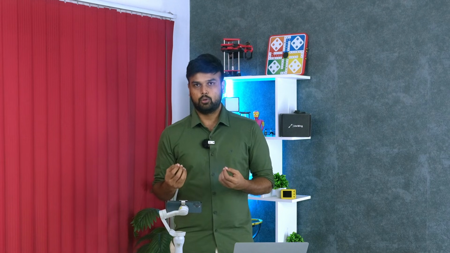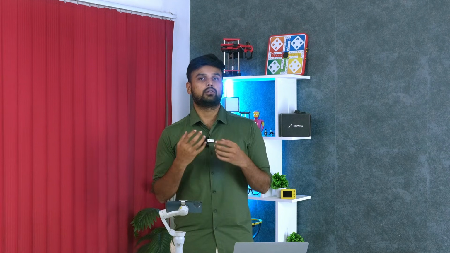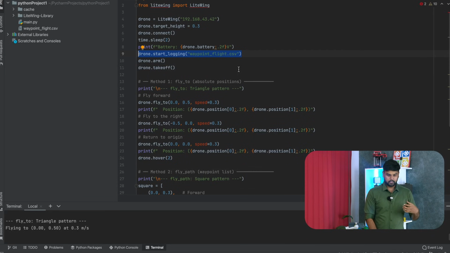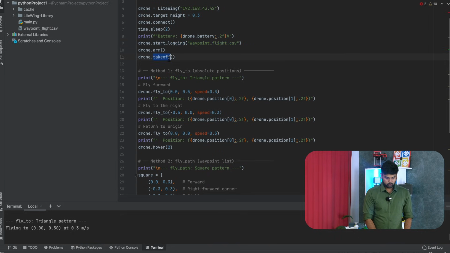Many times when you're trying new things, you might not see the drone do exactly what you're expecting it to do. So it's always easy to understand why it behaved that way by looking at the flight log. By doing start logging, it's going to log all the important parameters inside a file called waypoint underscore flight, and then we're going to arm the drone, and then we're going to do a takeoff.